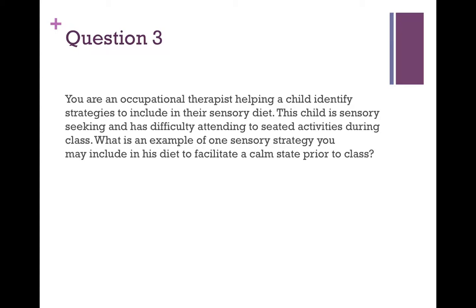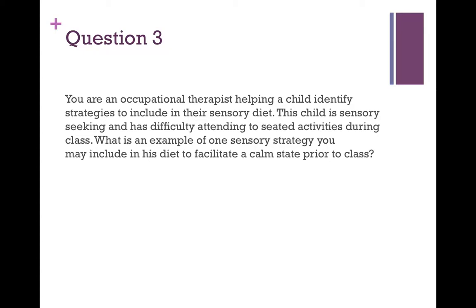Question 3, you are an occupational therapist helping a child identify strategies to include in their sensory diet. This child is sensory seeking and has difficulty attending to seated activities during class. What is an example of one sensory strategy you may include in his diet to facilitate a calm state prior to class? So the key word here is that we're looking for something that is calming. There are a few of you that may have said swinging or something along those lines, but there's certain types of swinging that can be arousing and certain types that can be calming. So we really need to specify exactly what kind of strategies we're using.